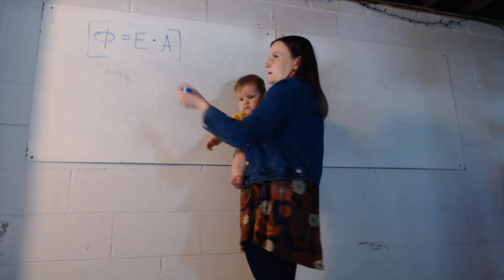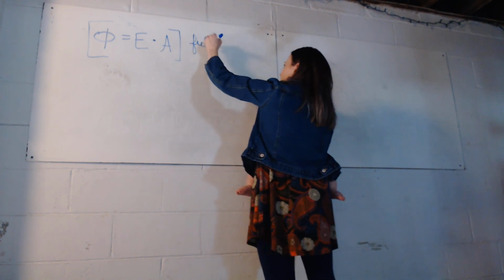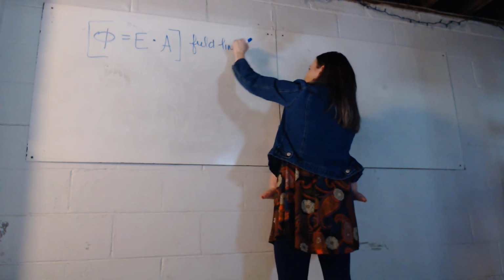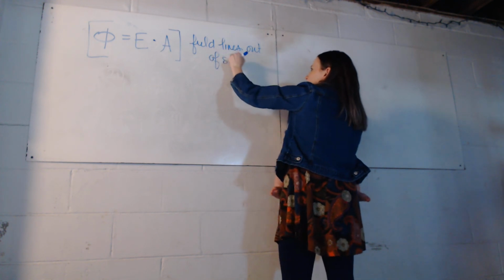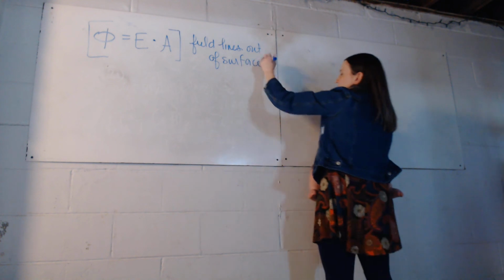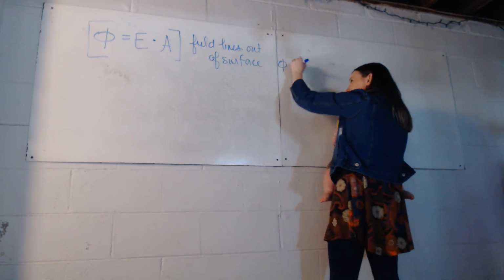What that 1 or -1 corresponds to is if the field lines go out of the surface, that's like the 0 degree case, then we say that the flux is positive.